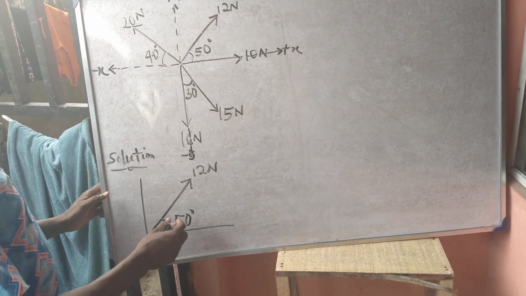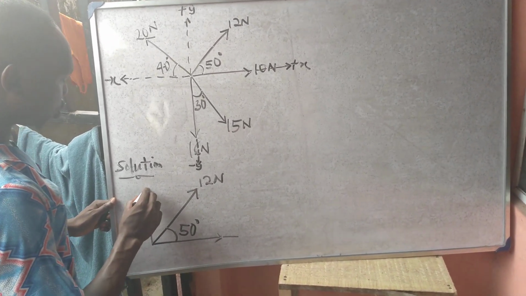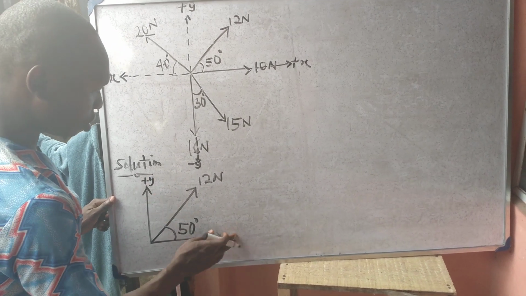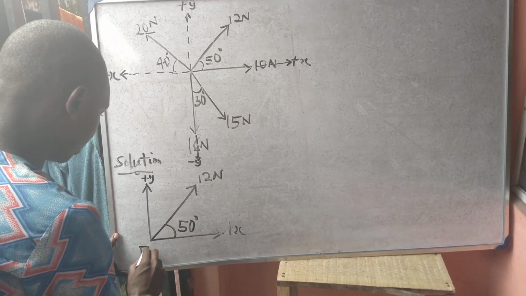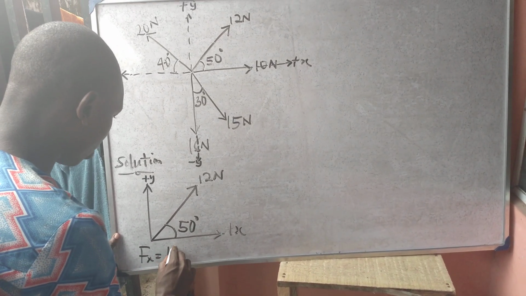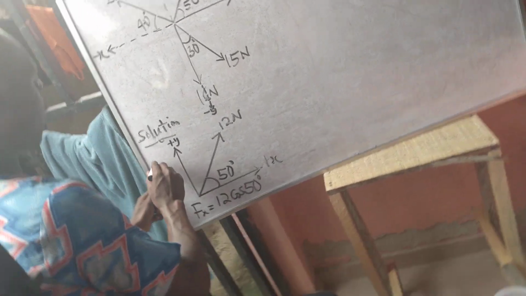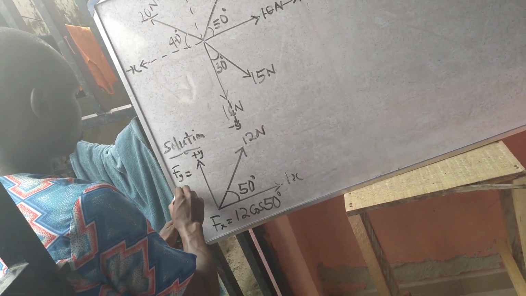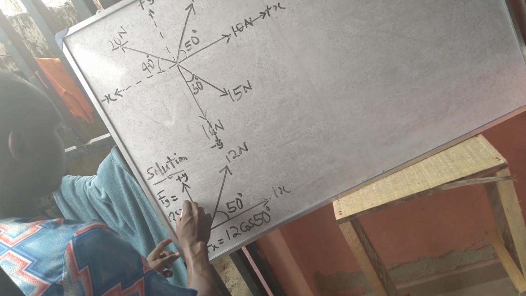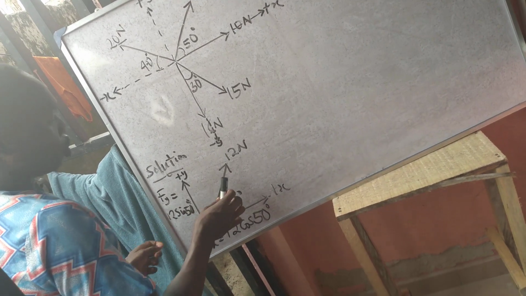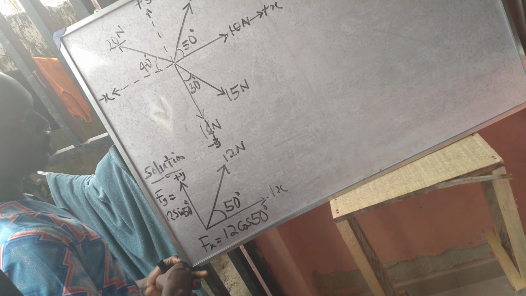Alright, so you have this. Now you will resolve this force to the horizontal axis and to the vertical axis. So Fx here becomes 12 cos 50 degrees, and to the vertical Fy becomes 12 sine 50 degrees. Okay, so we have done the resolution to the horizontal. Here is 12 cos 50, and resolving it this way is 12 sine 50 degrees.